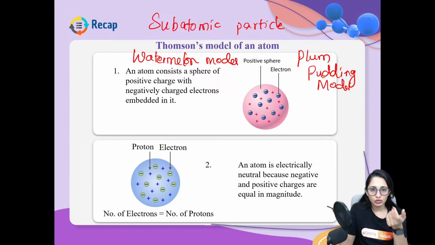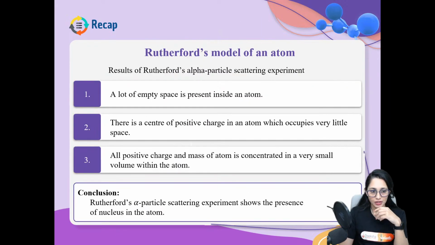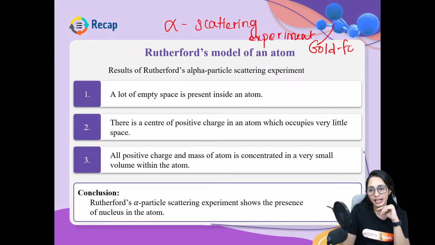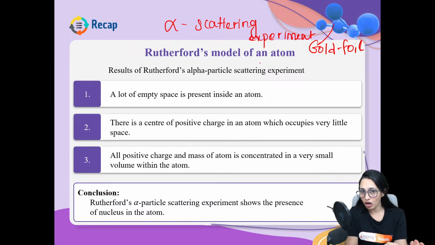There are some disadvantages or limitations. The limitations were overcome by Rutherford's model of an atom. A lot of empty space is present inside an atom. He proved that with the alpha scattering experiment, also called the gold foil experiment. Both are the same. This also led to the discovery of neutrons. Not only did he come up with the model of an atom, but it also gave us the discovery of neutrons.